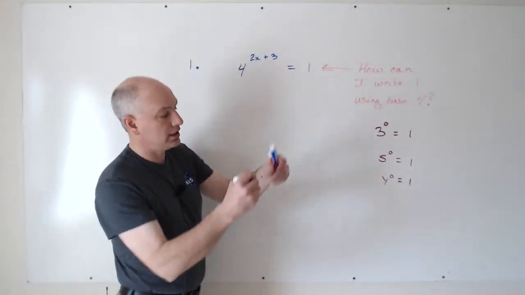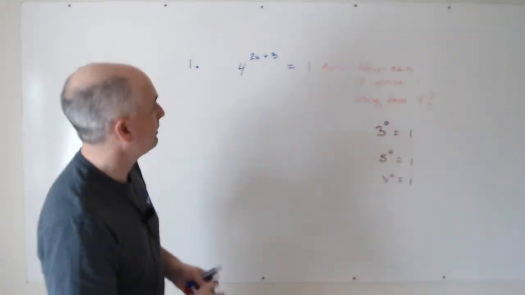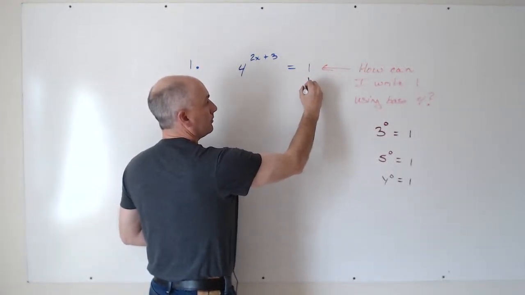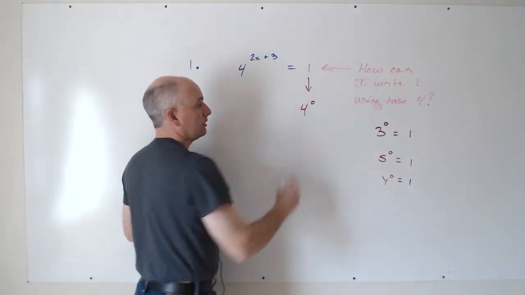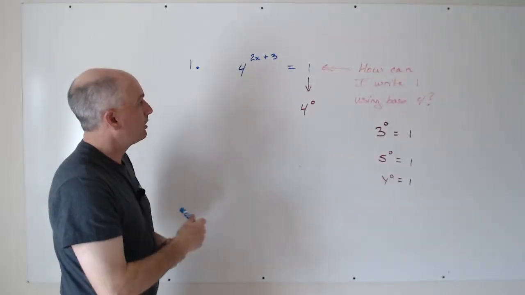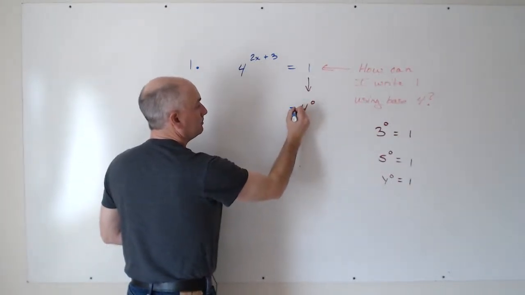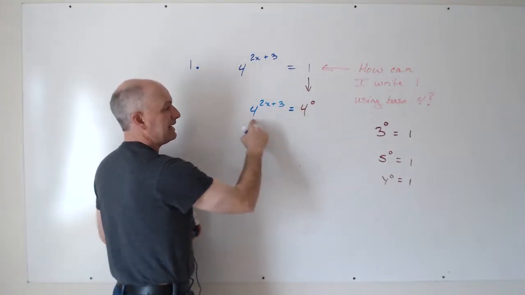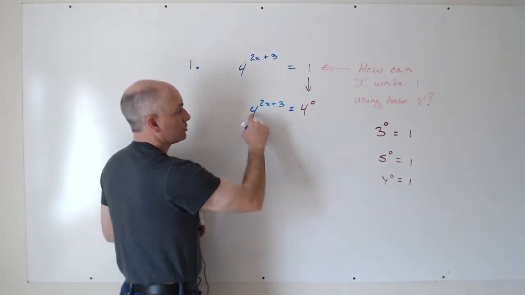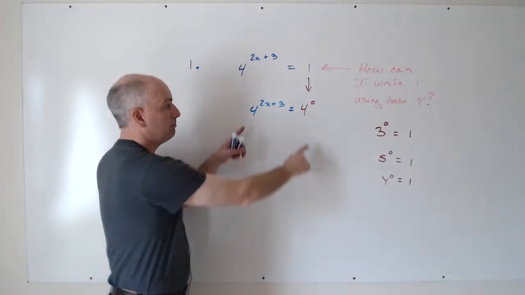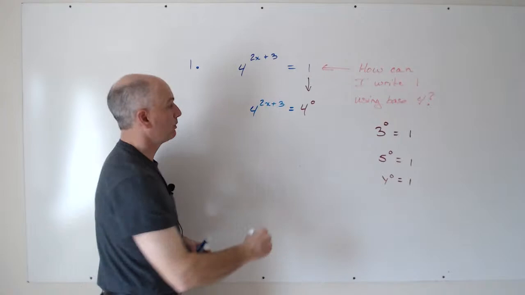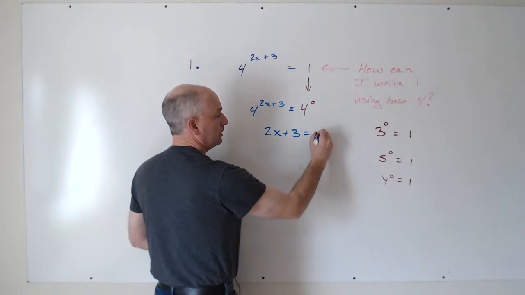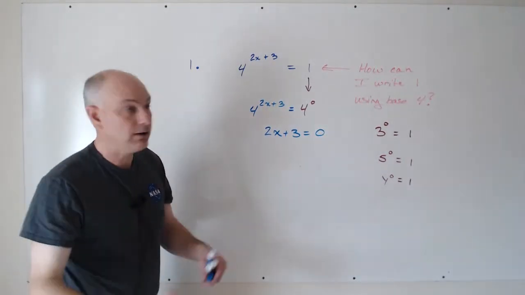So in our particular problem, what I would need to consider is rewriting the 1 as 4 to the 0 power. Then when I look at the remainder of the problem, now my bases are the same. If these are to be equal to each other and the bases are the same, the exponents would have to be equal to each other. So I could argue that 2x plus 3 is equal to 0, and now I can solve from there.